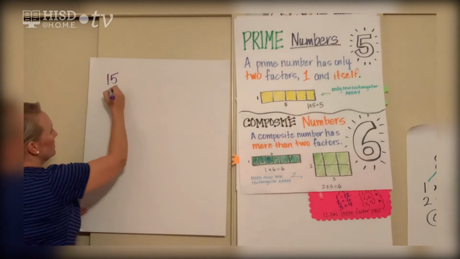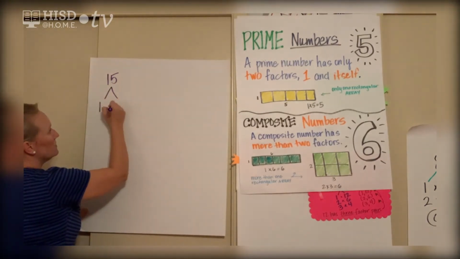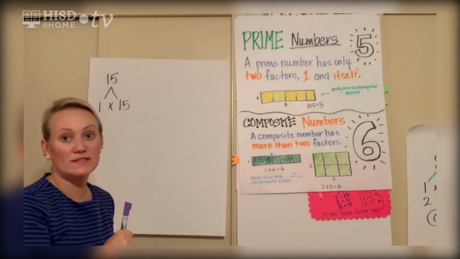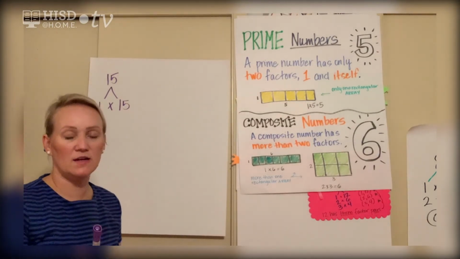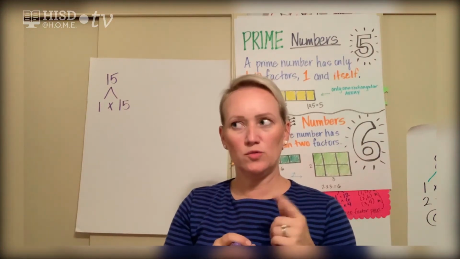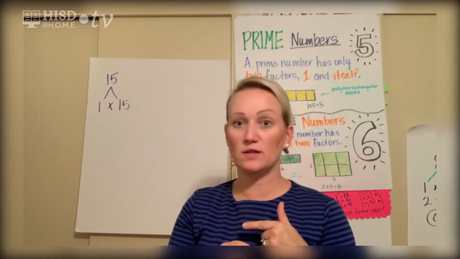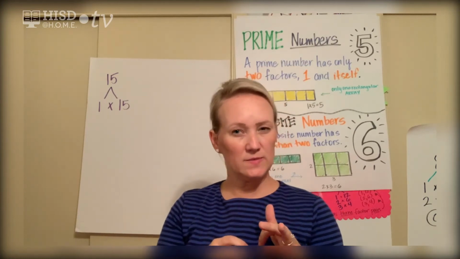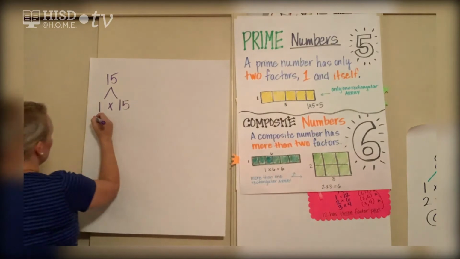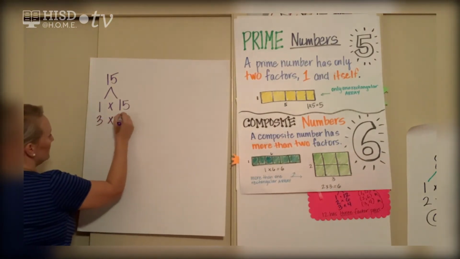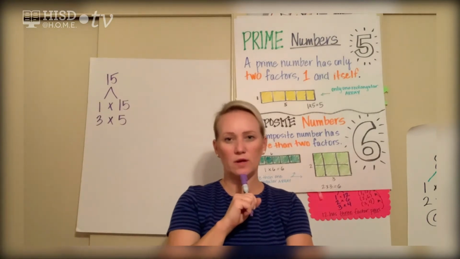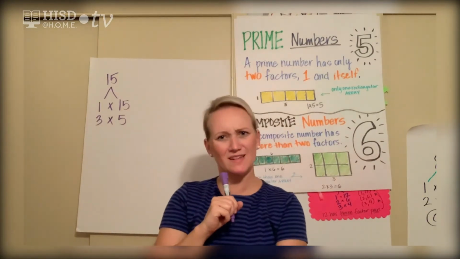15. 1 times itself. That's always the easiest one, right? What are some other ways we can get 15? 2 times something? Nope, doesn't go evenly. 3 times something? 3 times 5, right? You got to know your math facts. 3 times 5. Anything else? Any other way to get 15? I think that's everything, right?